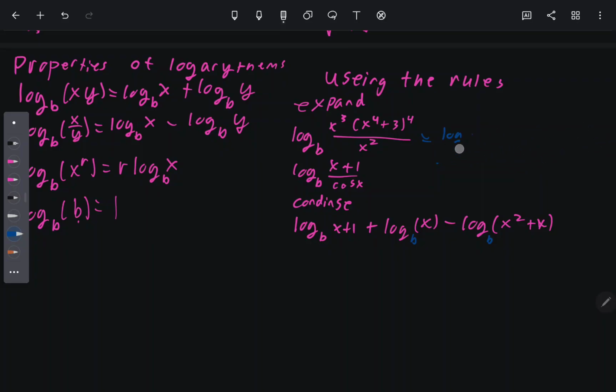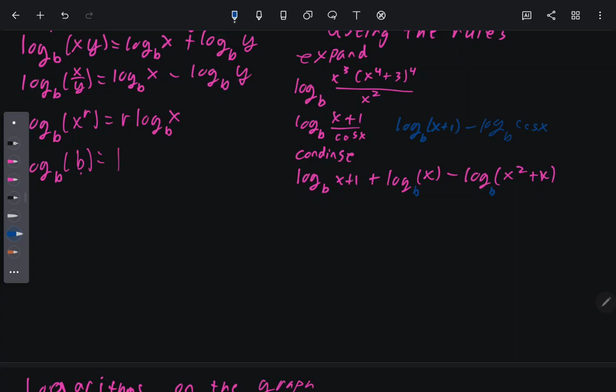Slowly but surely erasing everything. Okay, now we have a bit simpler one. So the numerator is just going to be log base b of x plus 1, in parentheses, minus, because we're dividing, the log base b of cosine of x. Alrighty. Well, now let's look at how we can condense logarithms like this.